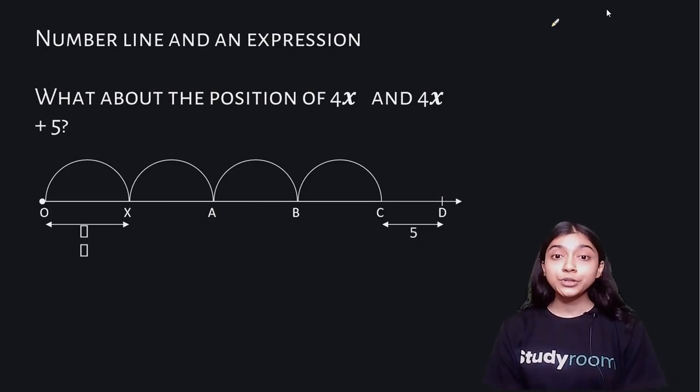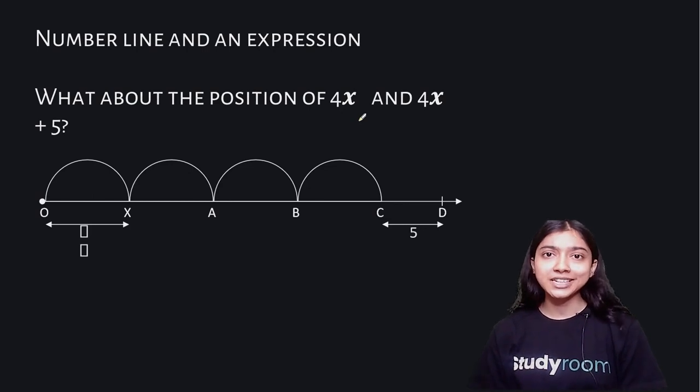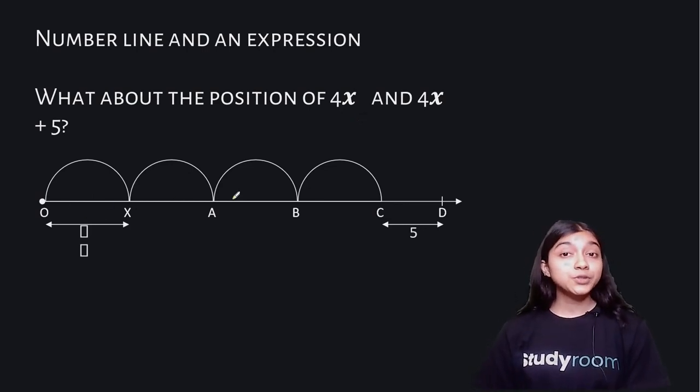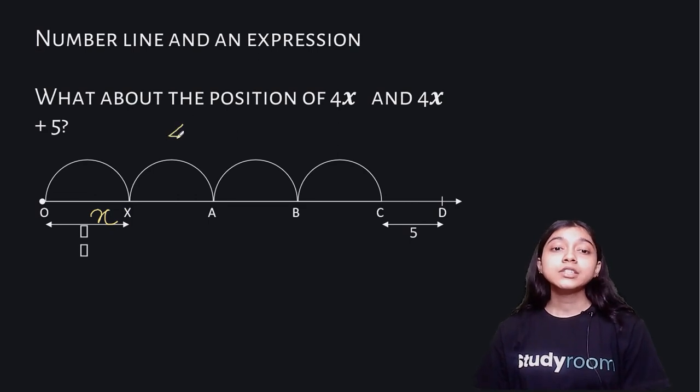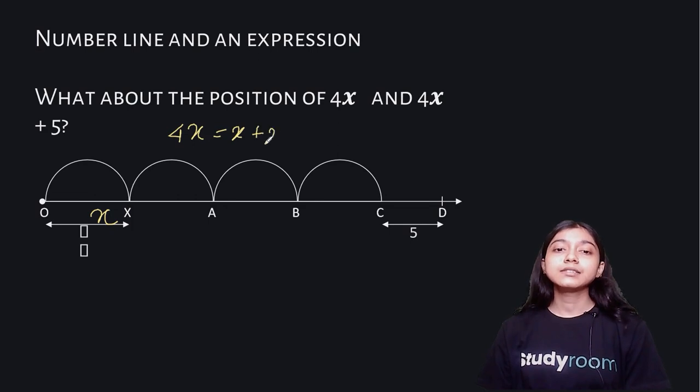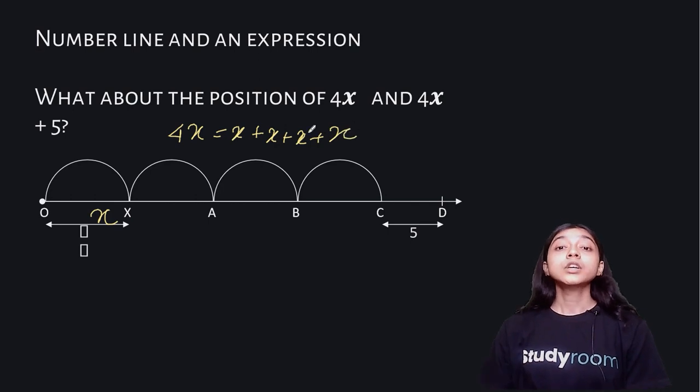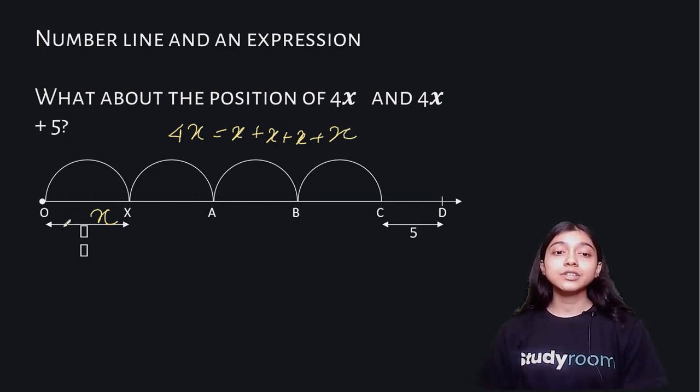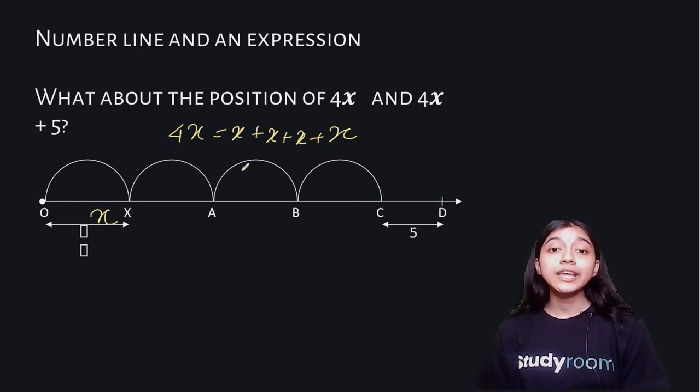Now, what about the position of 4x and 4x plus 5? How to represent it on a number line? Let us learn. So, we will draw again a number line. Take an initial point O. From O, we will take another point capital X such that this distance from O to X represents small x. Now, let me tell you one thing. This 4x can be written as x plus x plus x plus x. So, when we took this point capital X, this point represents x. But we have to take 3 more x's.